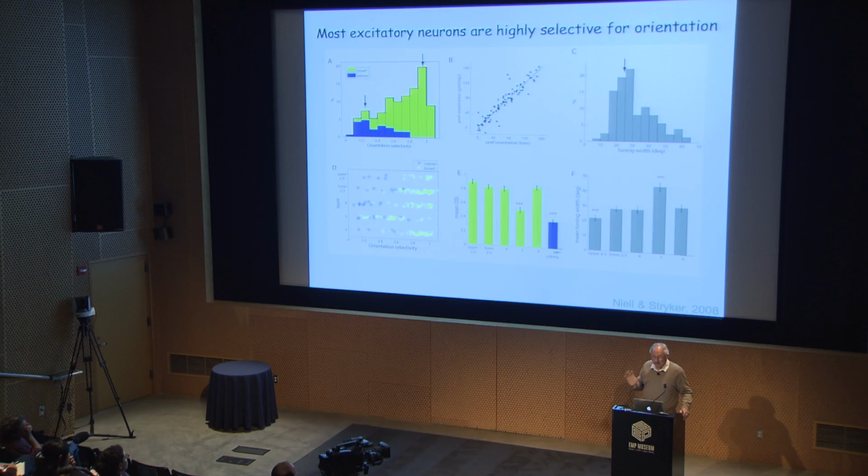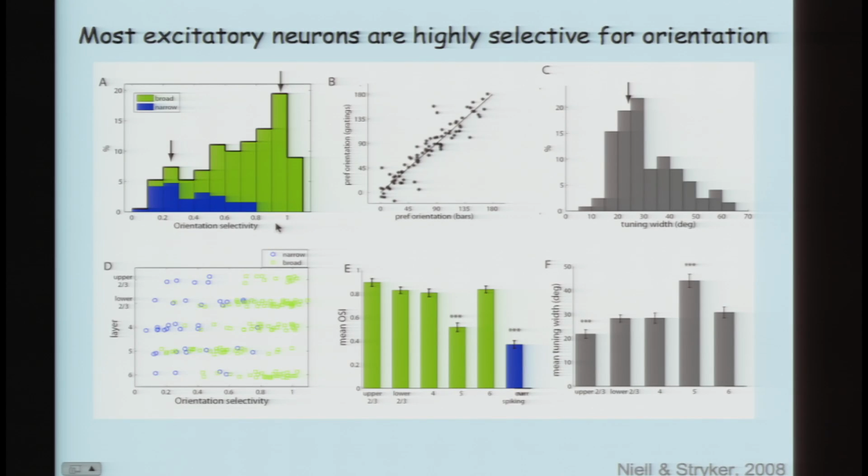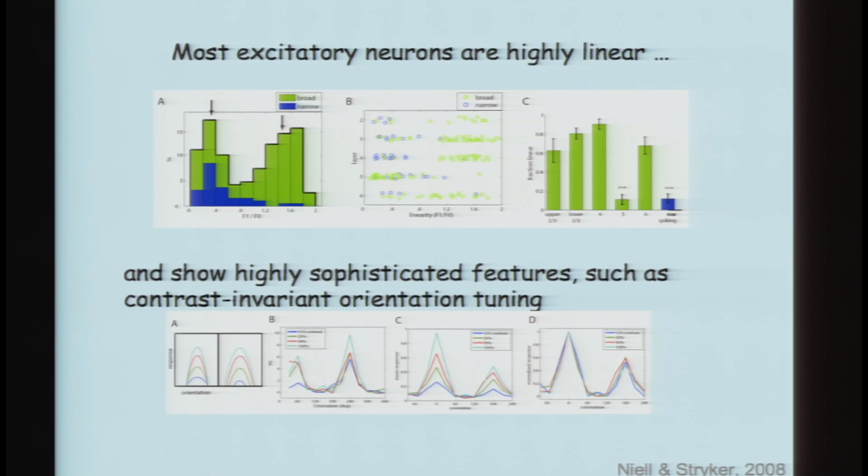And these cells are highly selective for orientation, like the ones in large animals. Indeed, the cells that are not selective for orientation in the upper layers are predominantly these putative inhibitory neurons. So in fact, practically all the excitatory neurons in the upper layers are selective for orientation. Most of these excitatory neurons are linear, and there are also nonlinear ones. These correspond to the simple cells of Hubel and Wiesel and the complex cells of Hubel and Wiesel.